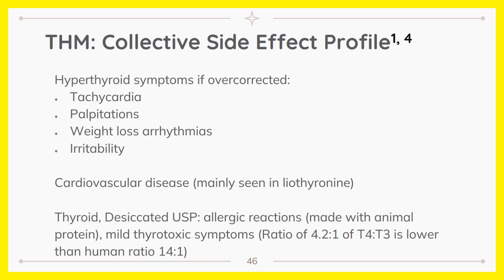And then the thyroid desiccated USP, or that natural thyroid medication, it can lead to allergic reactions due to it being made out of that animal protein, and possible mild thyrotoxic symptoms as well. Just because the ratio of T4 to T3 is lower than a human ratio of 14 to 1, so that may exacerbate increasing the amount of thyroid hormone in the body and with unknown absorption.